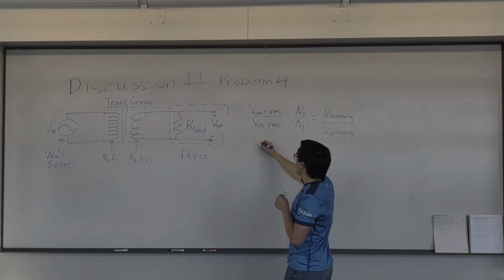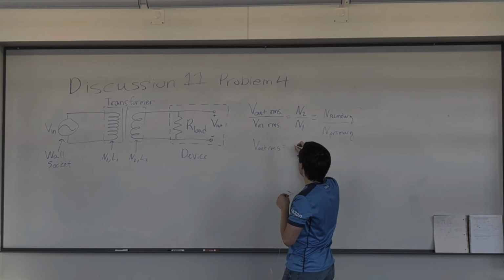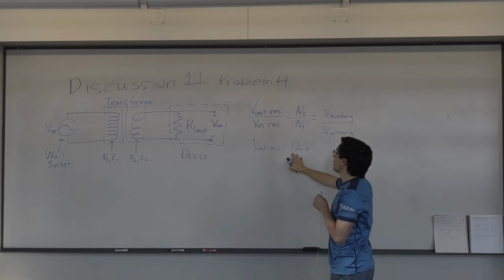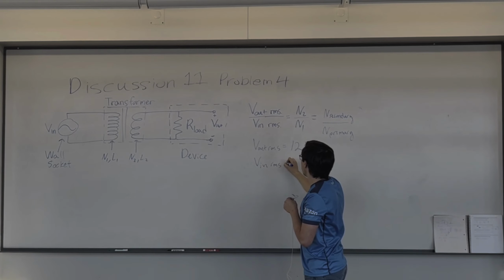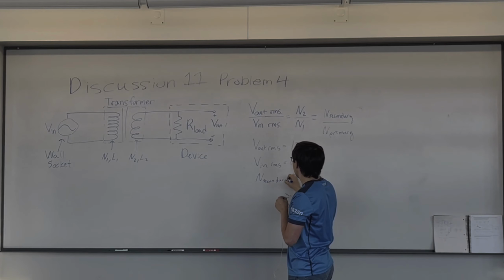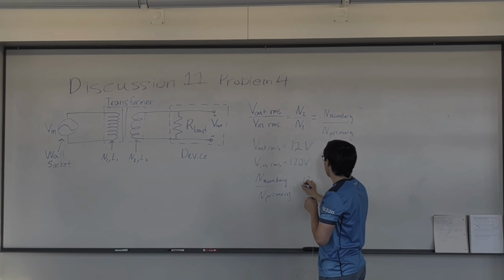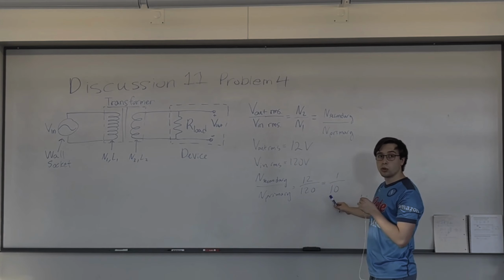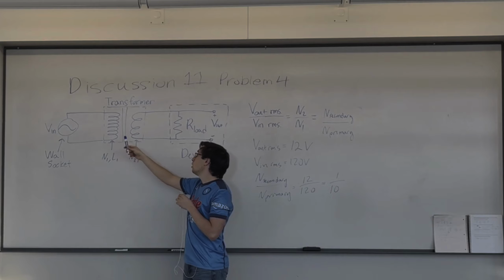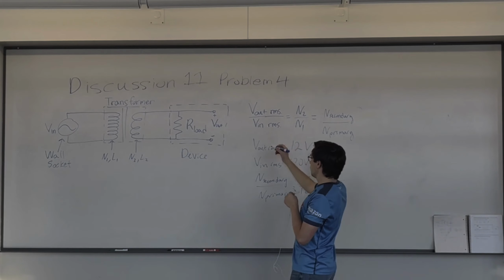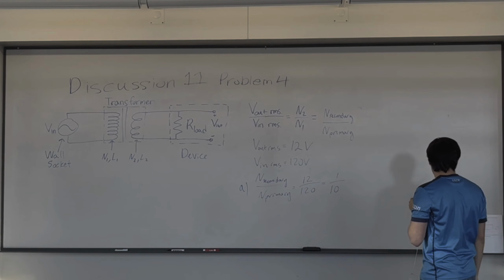And so what we want is V out RMS to equal 12 volts. That's what the problem wants us to do. V in RMS we know is 120 volts. And so that tells us that N secondary over N primary is equal to 12 over 120, which is 1 over 10. And so what that means is that we want more coils on our first inductor than on the second. Okay, that's part A. You can label this as part A. Now let's look at part B.